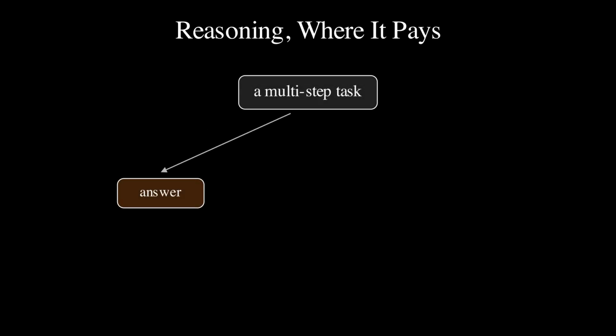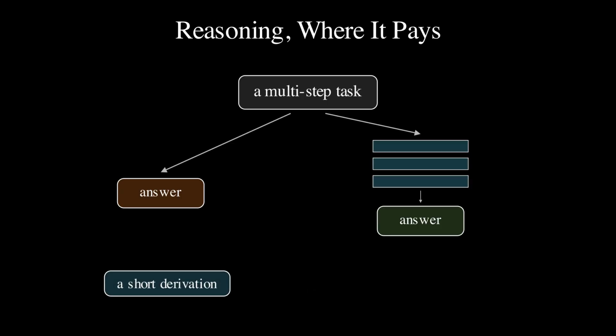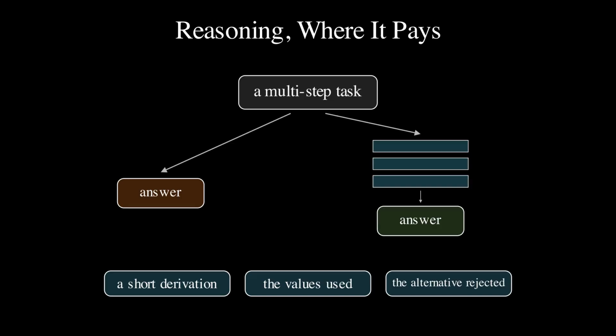One principle deserves its own treatment. On tasks that require several reasoning steps, prompting the model to work through the task before committing to an answer can substantially improve accuracy because the final answer is conditioned on intermediate conclusions. The current form of the principle: allocate reasoning effort where the task benefits and ask for concise, checkable evidence, a short derivation, the values used, the alternative rejected, evidence rather than reasoning for its own sake.